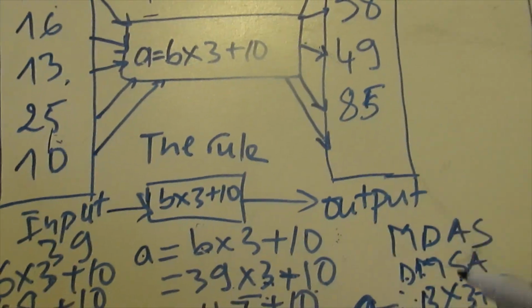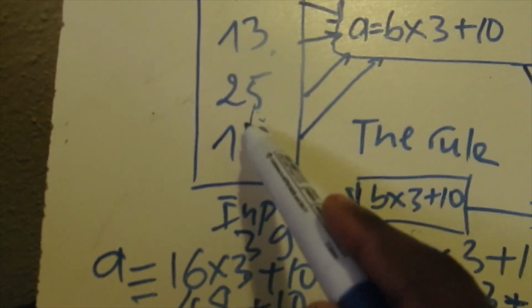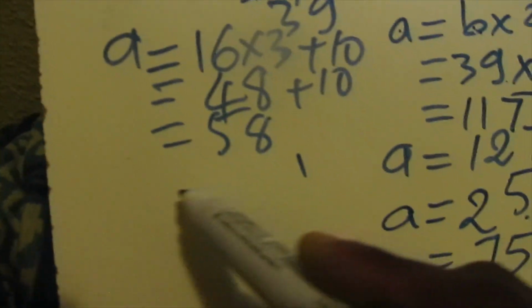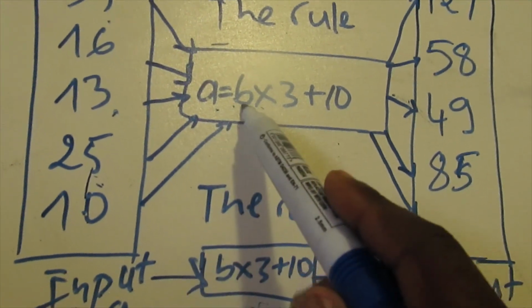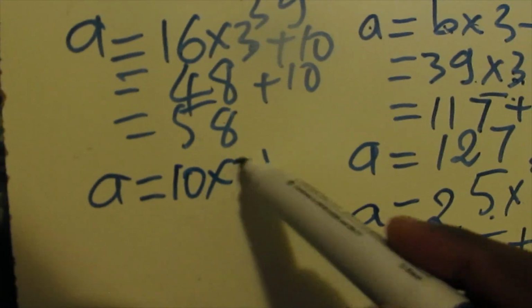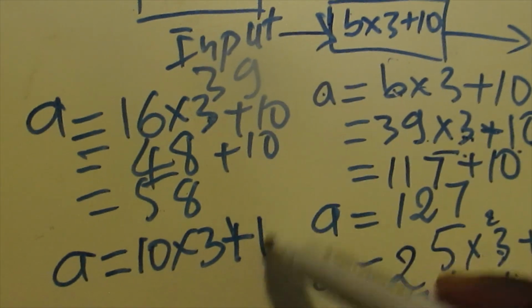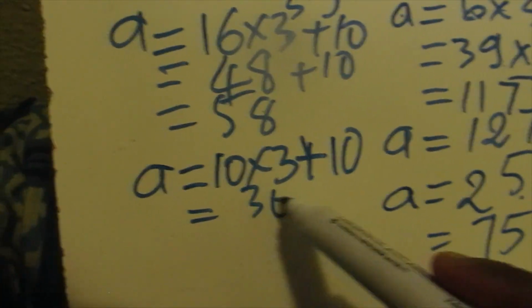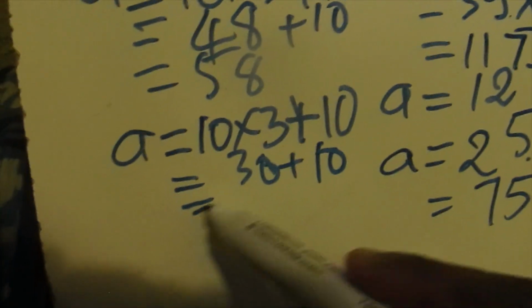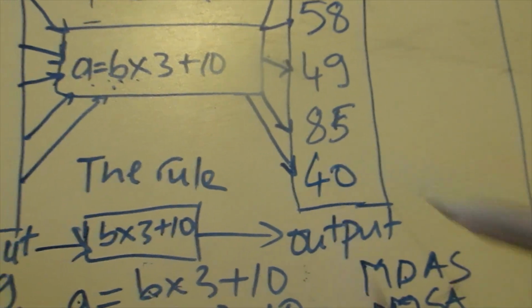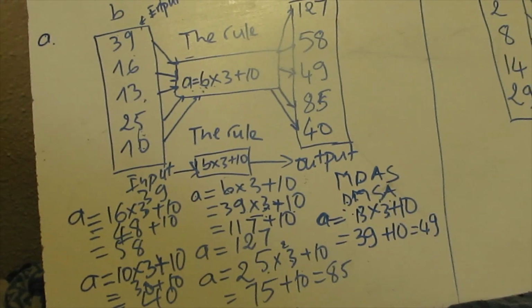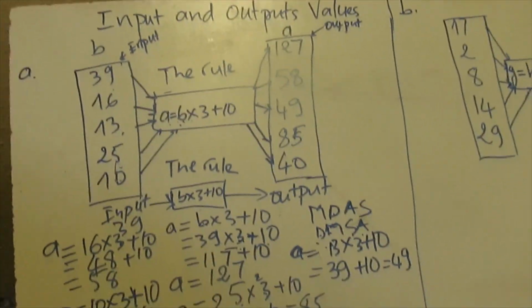Then the last one, our input is 10. Then we go again with the same rule. A equal to B, so we replace the value of B, the input. So we get 10 times 3 plus 10. We know that 10 times 3 is 30. 30 plus 10 equal to 40. So our last output is 40. This is how you solve this. Thank you so much.